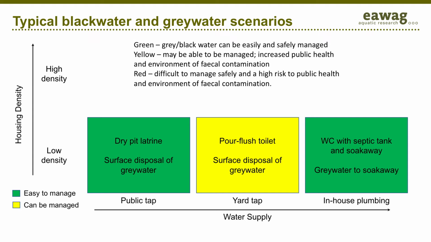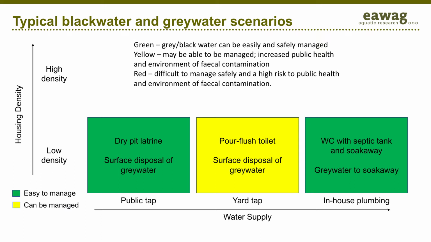Now, water consumption increases and so greywater generation also increases. This may start to form puddles in the yard if there are no specific means of disposal. Many users also choose to upgrade their pits to a poor flush toilet, which may cause blackwater disposal problems in areas with impermeable soils. This is therefore a more problematic scenario, which is shown in yellow to show moderate risk.